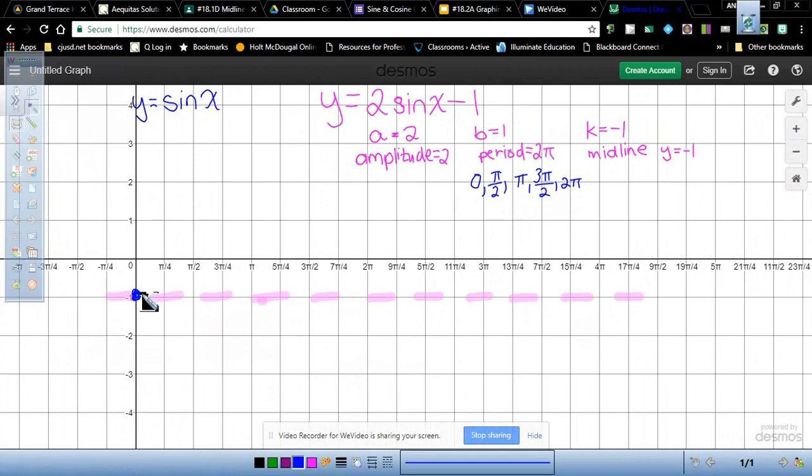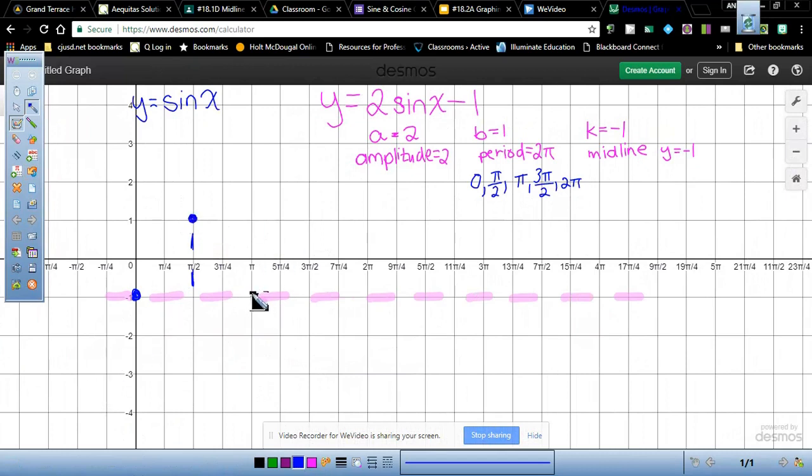And so remember that sine usually goes to its crest. And so my a is 2. That means at pi over 2, I'm going to go 1, 2 above my midline.